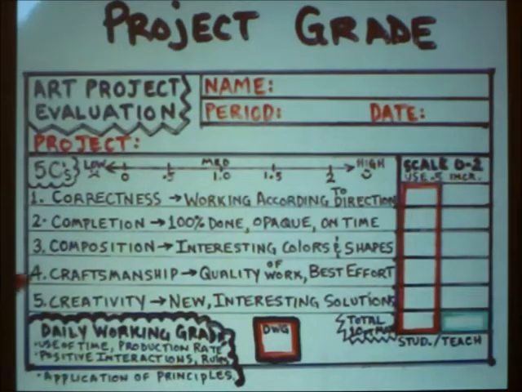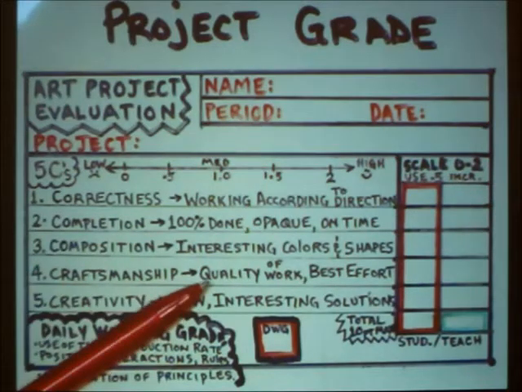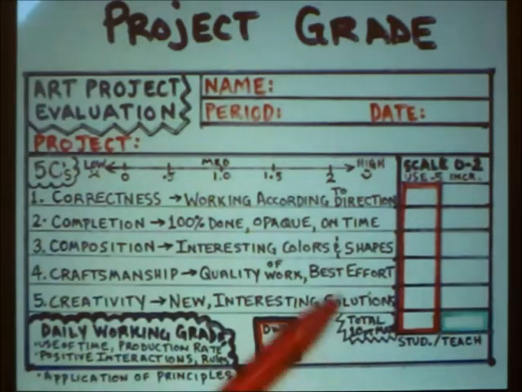Now, craftsmanship is the concept that you are going to do your very best work. So craftsmanship or craftswomanship, if you're a female, is this your very best work? Does it look like it was made in an art class that was supervised by an art teacher? And is it your best work?